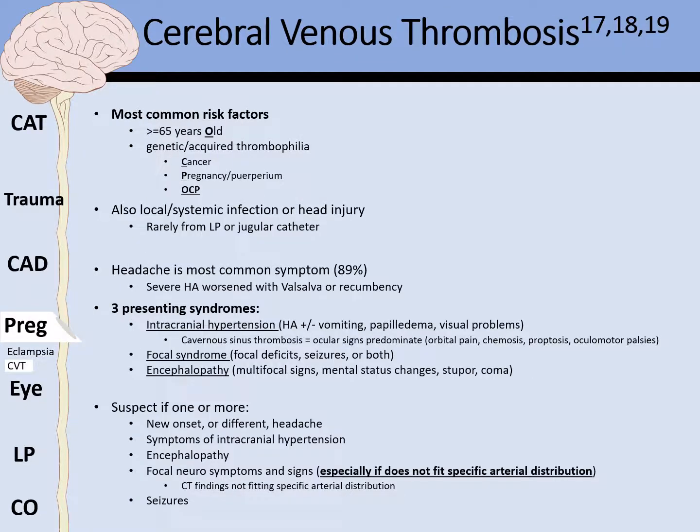Cerebral venous thrombosis is classically thought of in pregnancy, but can occur in other hypercoagulable states, such as elderly over 65, cancer, or use of birth control. It can also occur from local or systemic infections or head injuries, including LP or jugular catheter. Headache is present 89% of the time and is classically associated with Valsalva or recumbency.